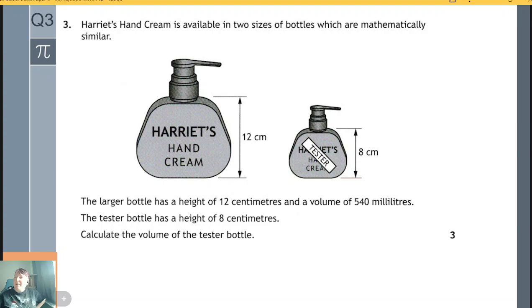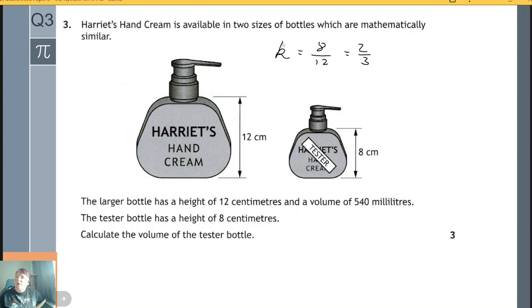So we have got big and small, and we are trying to find out small. So we want our small number on the top. We've got 2 lengths we can compare. So our scale factor, we generally use K for this. So I'm just going to use K. So our fraction is 8 over 12, which is, 4 goes into both, so 2/3.